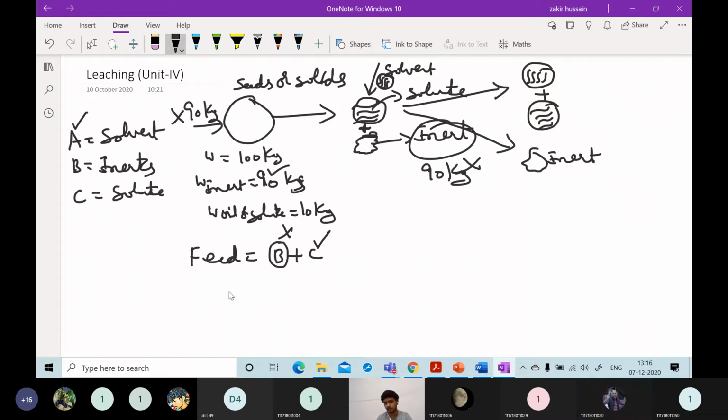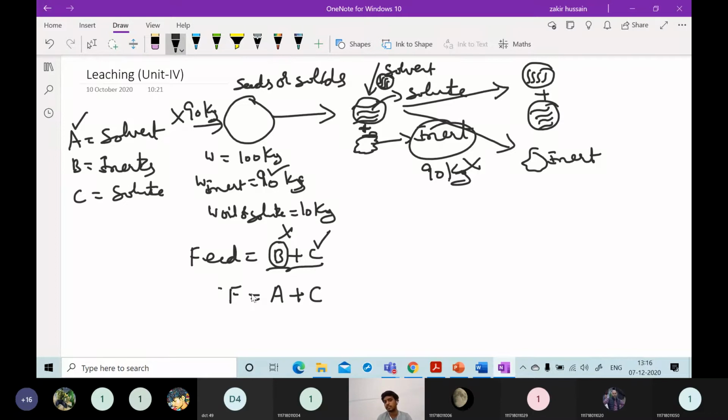So the feed is the same, but the feed notation we are changing such that feed F is equal to how many kgs of solvent A will be there plus how many kgs of solute C will be there. This we are taking as a feed. Is it okay now? Yeah. Okay, F equals A plus C.